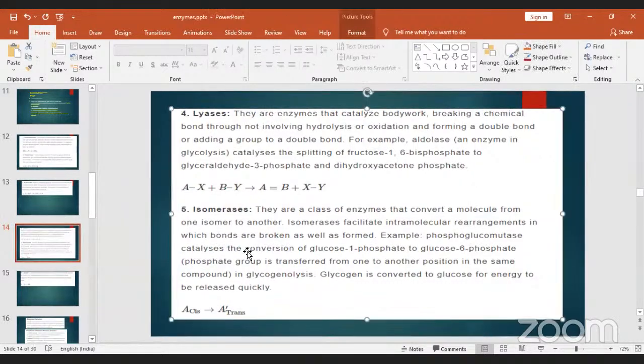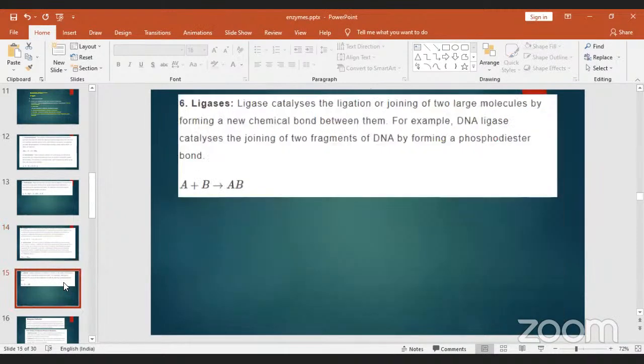Double bond is lyases. Single bond is ligases. Ligases, yeah. So this lyases and isomerases. Next ligases. Ligase catalyzes the ligation. Ligation means joining of two large molecules, joining of two large molecules by forming a new chemical bond between them.